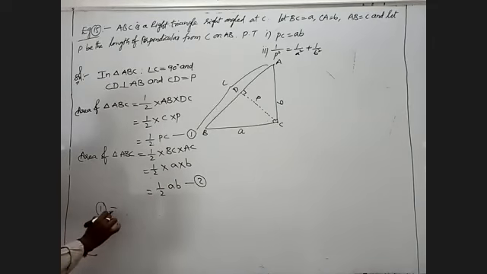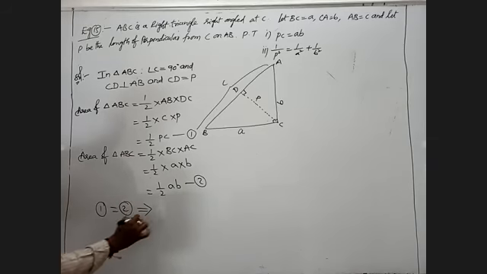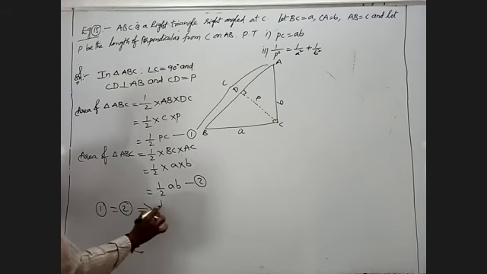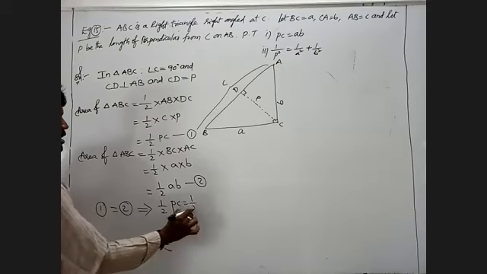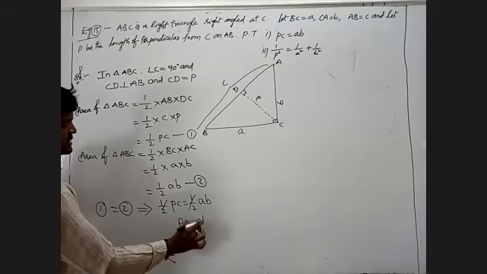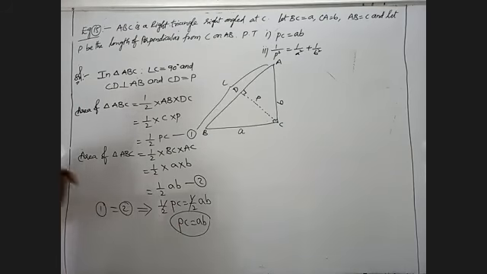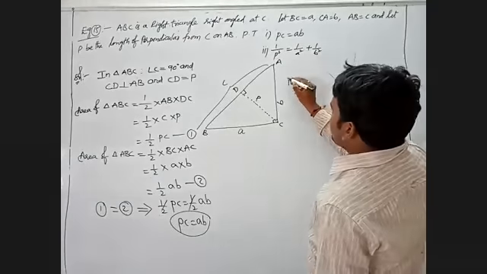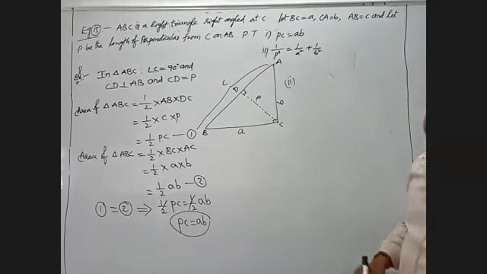From 1 is equal to 2, area of triangle ABC is equal to area of triangle ABC. Then RHS, half pc is half ab. Half and half will be cancelled. pc is ab. This is condition 1.